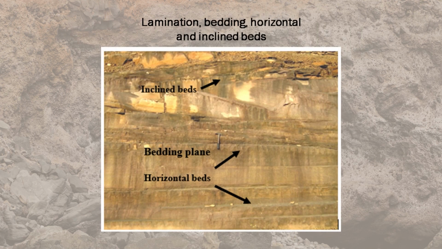Now there is a field photograph which actually explains which are the laminations, and which are the bedding with the horizontal and inclined beds. You can see that is marked there. Those are inclined beds. These are the bedding planes, and these are the horizontal beds.